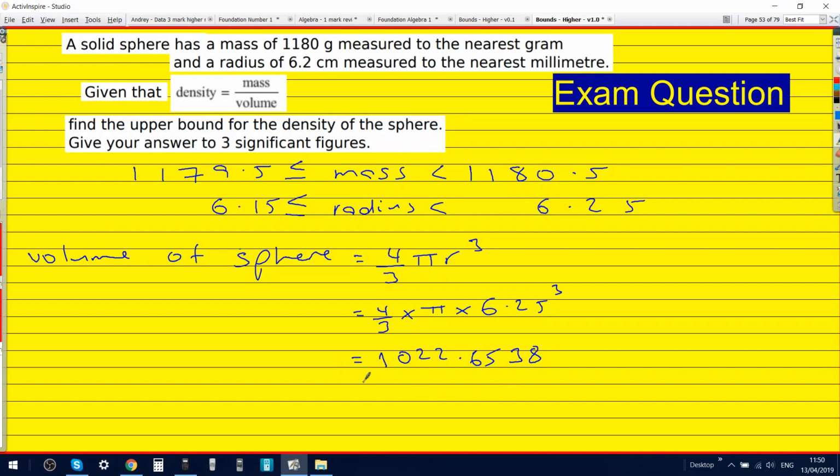And so, density. Mass, so the biggest mass divided by that, so 1,180.5 divided by 1,022.6538. Hold on. We want the biggest divided by the smallest, is it? Yeah, biggest divided by the smallest, and that was not the smallest radius.